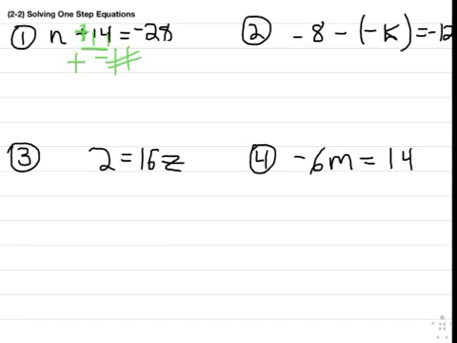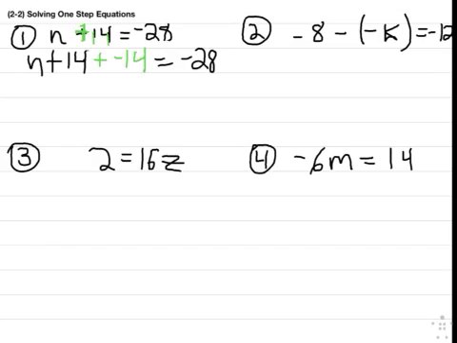So we have a positive 14, so what I'm going to do is take a negative 14. I'll write this in green too. N plus 14. Actually, let me do this part in black, and then you'll see this is what we had originally. N plus 14. And then what I'm going to do is plus a negative 14, and then we have equals, of course, on the other side, equals negative 28.